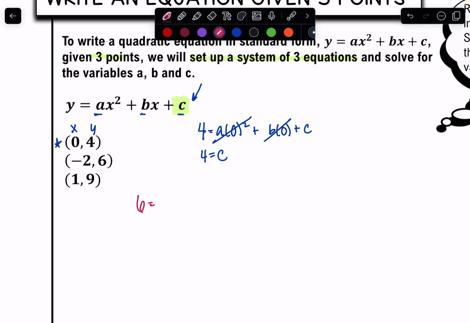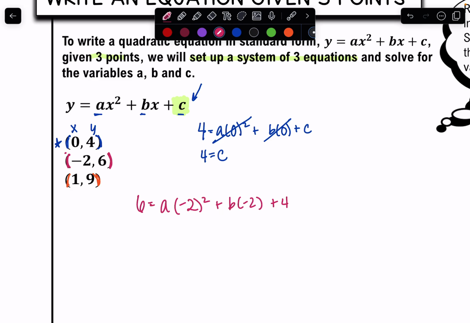So I'll set up this next one. 6 equals, I'll make this one pink so we can tell the difference there. This first one was navy. Okay, I'll do the last one in orange. So -2, 6. So I get 6 equals a times the x value from the ordered pair, -2, squared, plus b times -2 plus 4, because I know c is now 4.